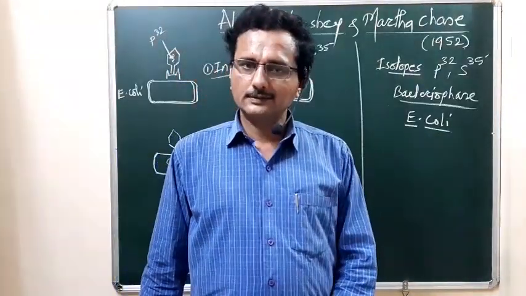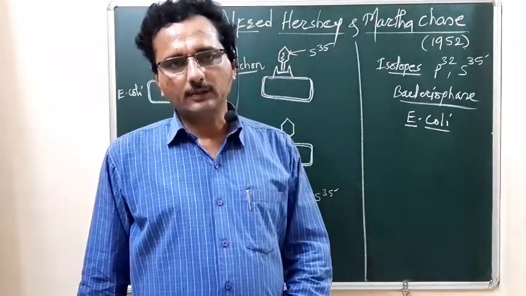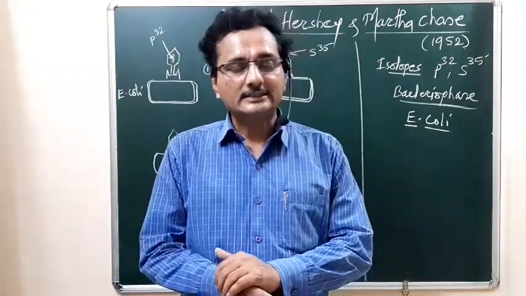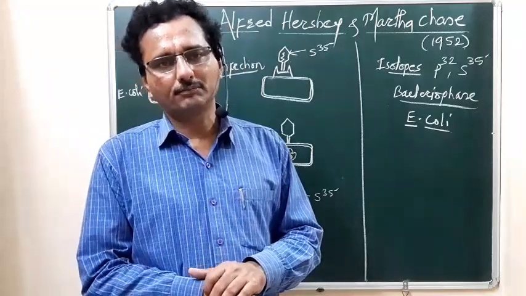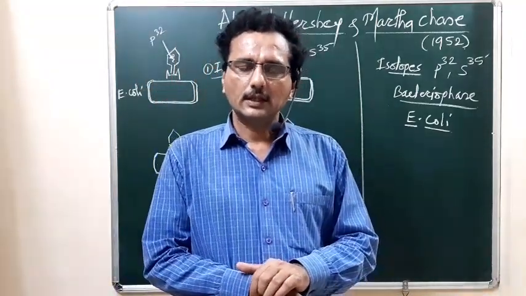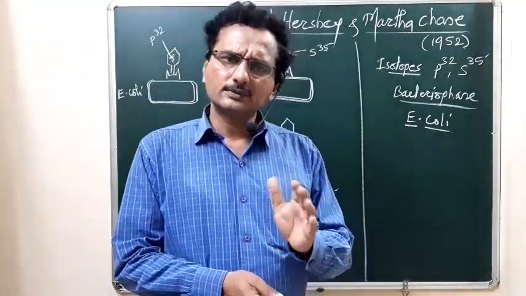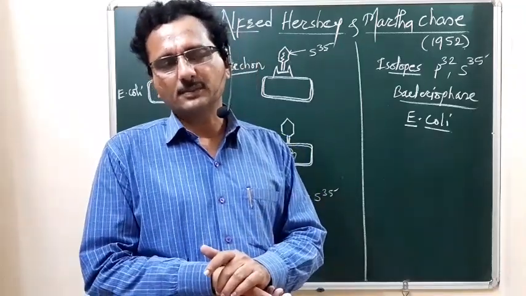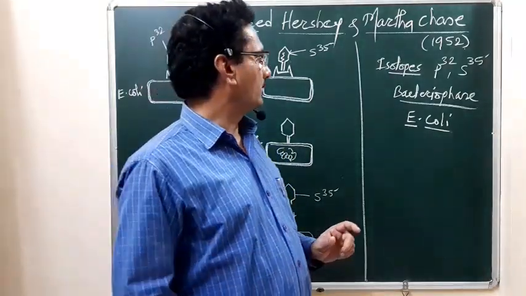Students, scientists Alfred Hershey and Martha Chase again proved that the transforming principle is DNA, not a protein, not RNA. For that, they performed one experiment. And what was the purpose of their experiment? The purpose was the same: they wanted to prove the transforming principle is DNA. So for that, what did they use?